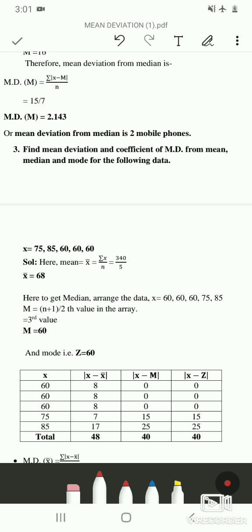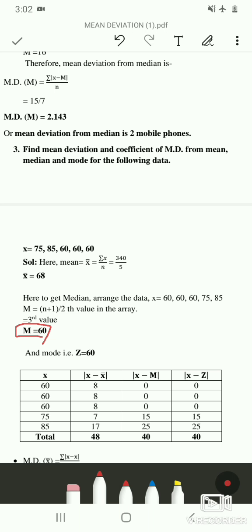So first let us find the mean. We know mean is x bar, which is summation x upon n. Add these values, and here n is 5. Substituting in the formula, we get x bar as 68. Then let us calculate the median. To calculate the median we have to arrange the data and then find the (n plus 1)th value in the array, that is the 3rd value, which is 60. Capital M denotes median, so the median value is 60.